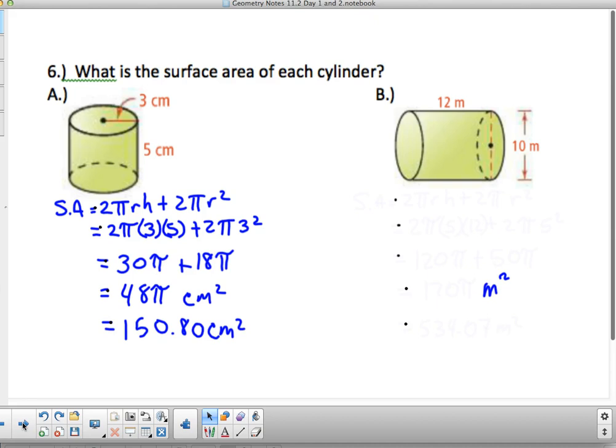Now, whether it's standing on the base or laying on a side, the dimensions are still found the same way. Go ahead, do B.